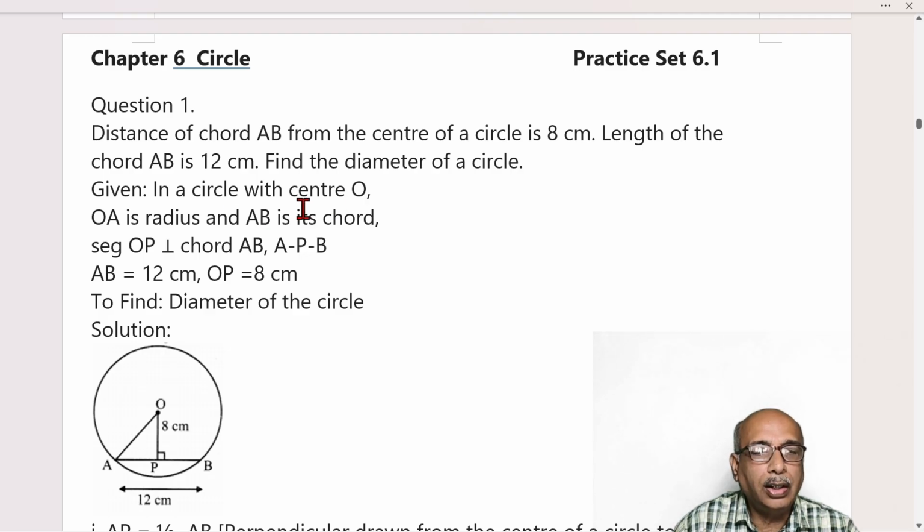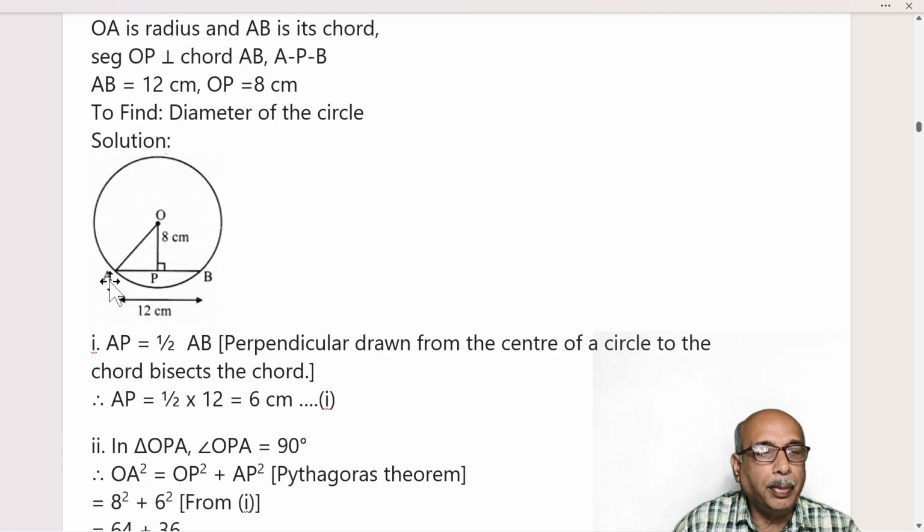In a circle with center O, OA is the radius and AB is its chord. So segment OP is perpendicular to AB such that A-P-B. AB equals 12, OP equals 8 cm. You know the perpendicular drawn from the center bisects the given chord. Therefore, AP will be 6.